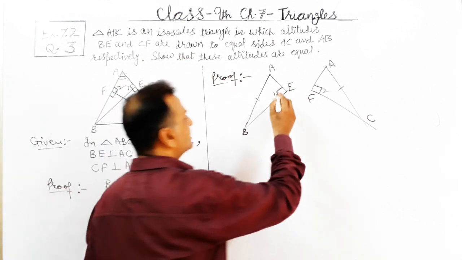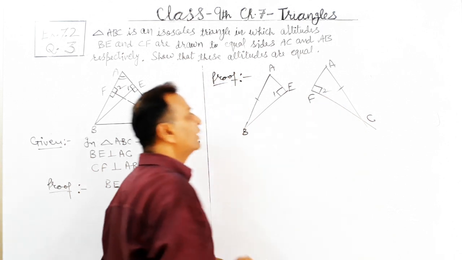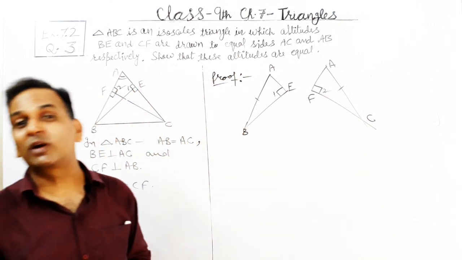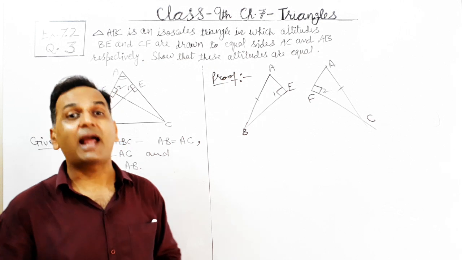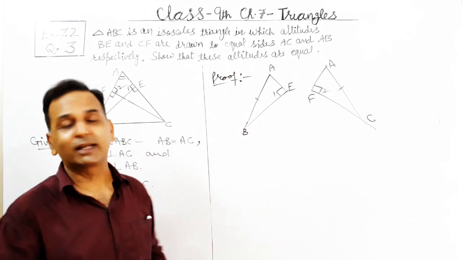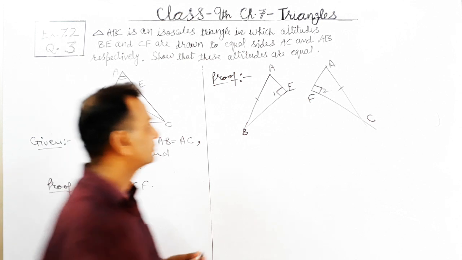Next one, this angle 1 and angle 2, they are equal to each other because each of these two is equal to 90 degrees. Why? Because BE and CF, they are the altitudes. So angle 1 equals angle 2, each equal to 90 degrees.